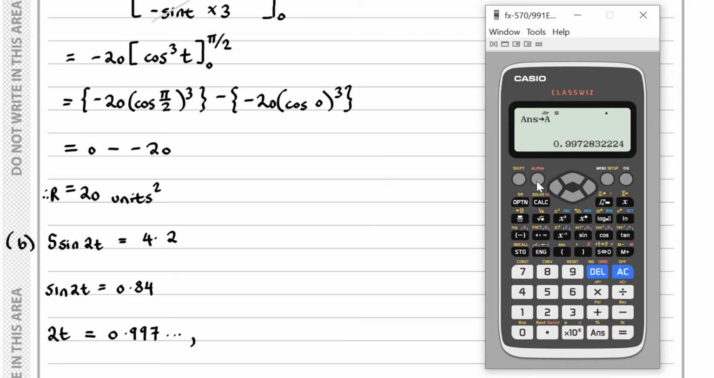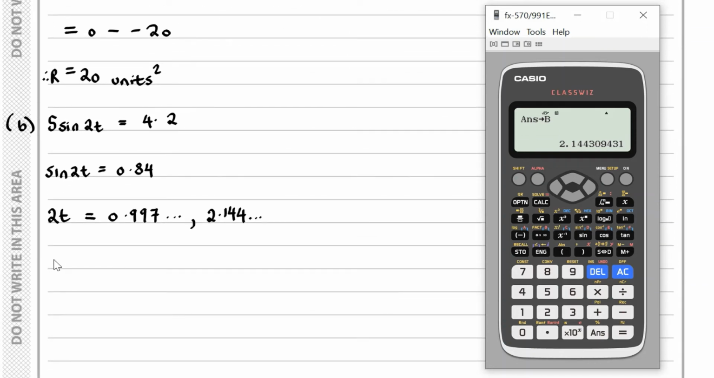And then to find the second value, pi minus this, that's equal to 2.144, etc. We'll store this into B for now. And therefore, to find out the value of t, we would have to divide by 2. So if I divide this by 2, we end up with 1.072, etc. So let's store this into b, and then our value of a, dividing that by 2, we end up with 0.498, etc.